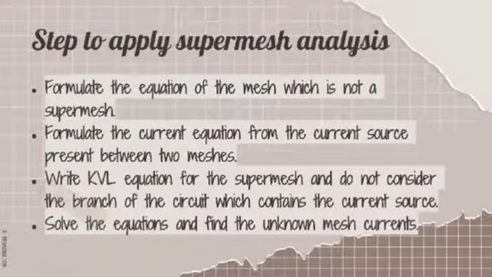In order to apply this method, first we need to form an equation of mesh, which is not a super mesh. Next, a current equation is formed from the current source present between two meshes. Then, an equation of Kirchhoff voltage law is written for the super mesh by not considering the branch of the circuit that contains the current source. Finally, those equations are solved simultaneously to find the mesh current value.